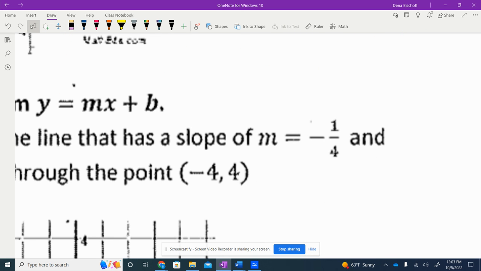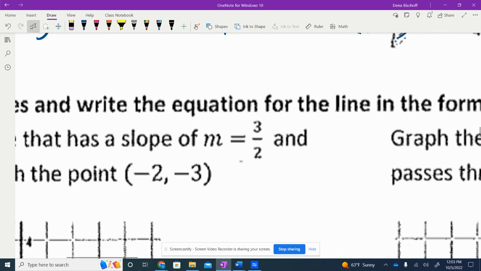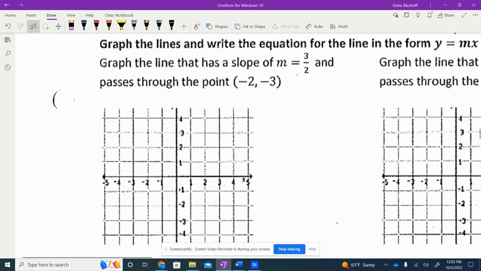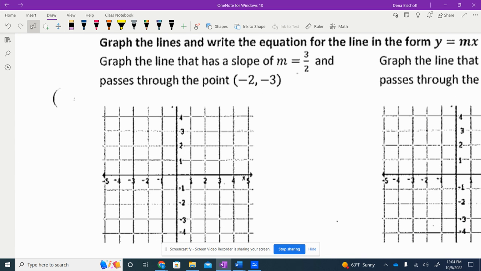Oh, yeah. Okay, so we'll do that one second, but I just want to talk to you about the easiest way to do this. You're always going to start with the point. So you're going to plot the point first. Plot the point first. So we're going to plot the ordered pair -2, -3.